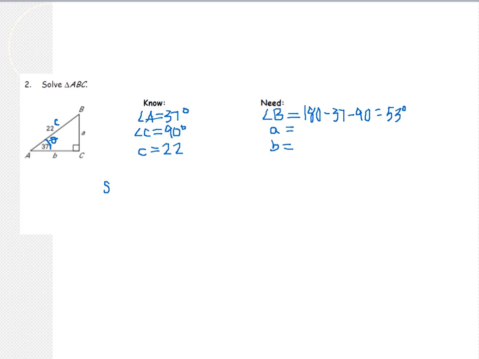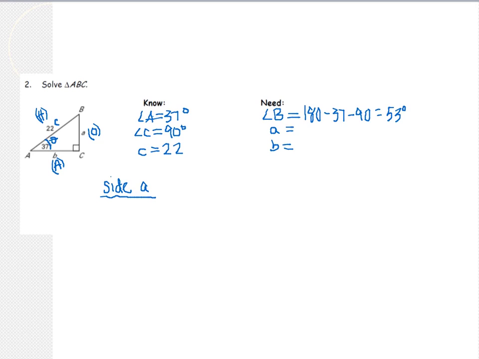Side A, let's do side A next. I'm going to give myself a little bit more space down here. So to find side A, let's label our sides according to theta. So if theta is the 37-degree angle, well, our side C, that's our hypotenuse. A is across from theta, so that's your opposite. And side B is right next to theta, so that's your adjacent.